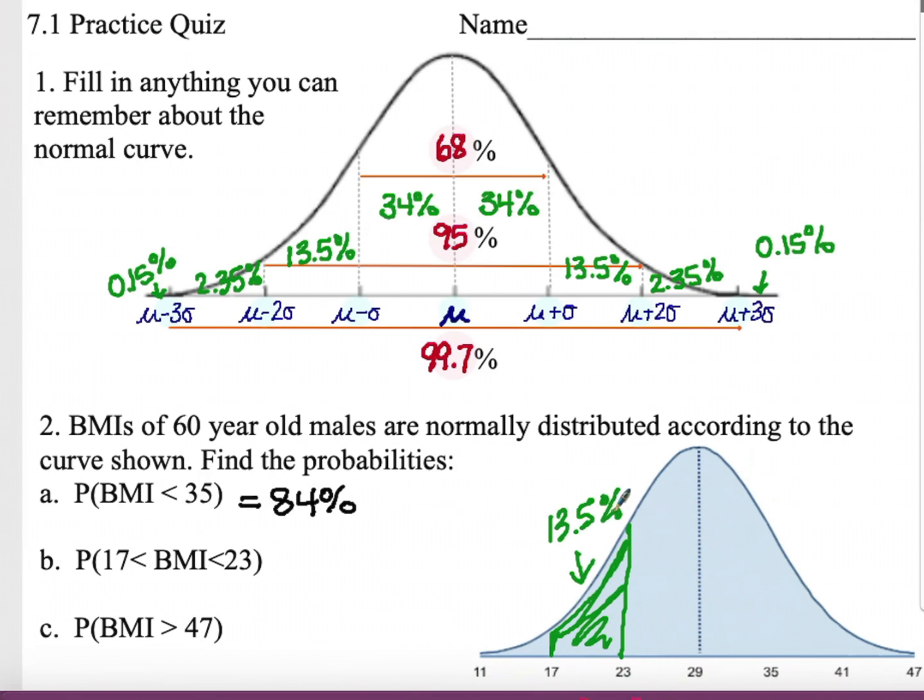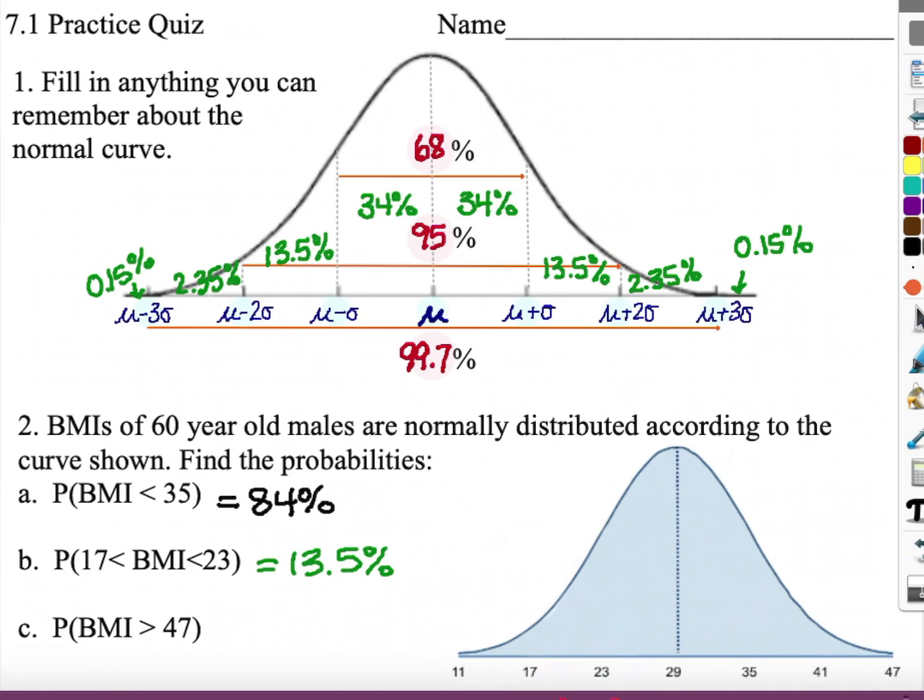Between 17 and 23, that would be between here and here, which corresponds to that 13.5% probability. And then finally, greater than 47. 47 is actually 3 standard deviations above the mean, so there's just a very tiny little area in the tail of that curve, and that area represents 0.15%, a very low probability that a randomly selected male will have a BMI of over 47.